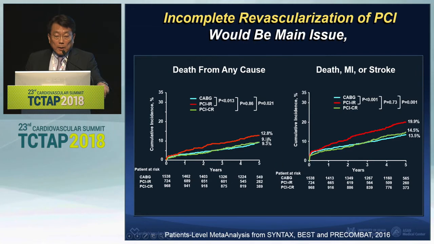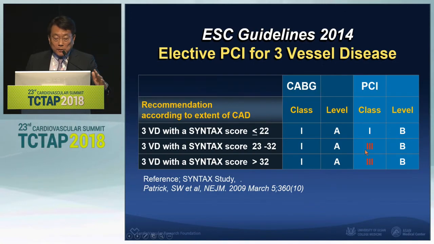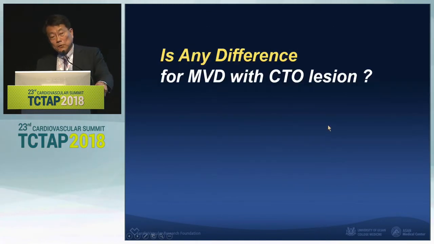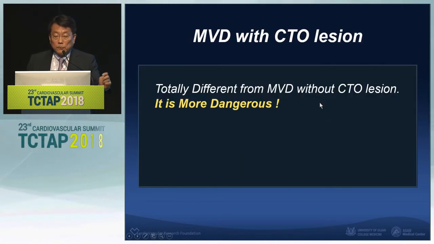We have some patient-level meta-analysis data on any-cause death, MI, and stroke. In the PCI group, complete revascularization is almost the same as bypass surgery, with exactly the same findings for death, MI, and stroke. Incomplete revascularization leads to a higher MACE rate. So for multivessel disease, the guideline says low SYNTAX score is class 1, evidence B. Is there any difference for multivessel disease with a CTO lesion? I think it's totally different from multivessel disease without CTO. I think it's more dangerous.